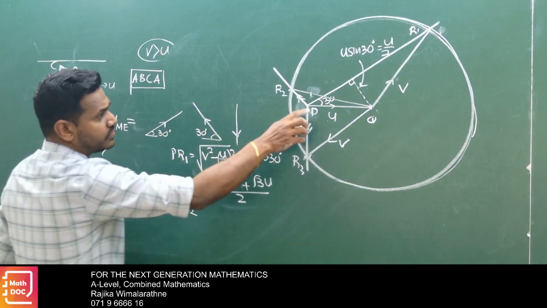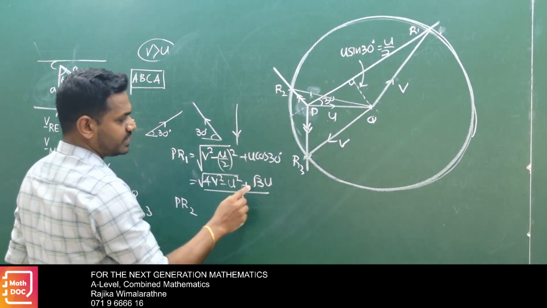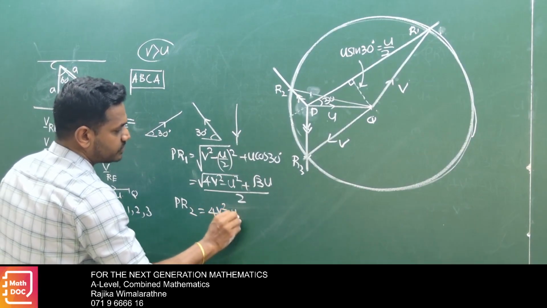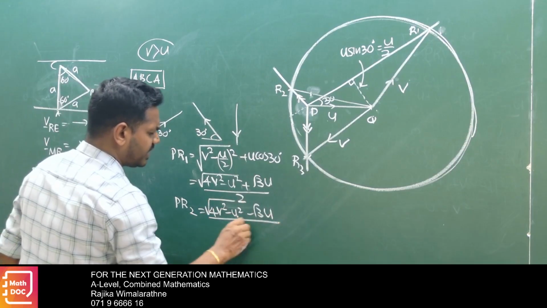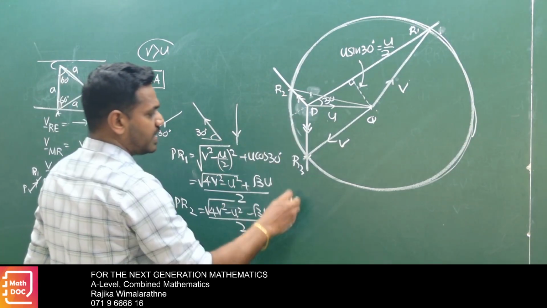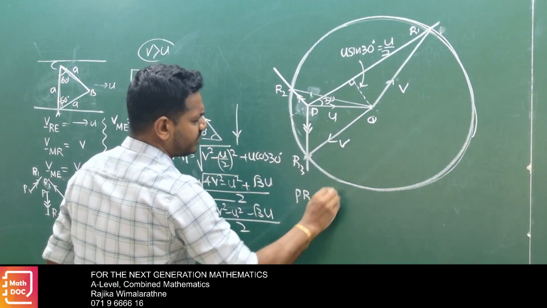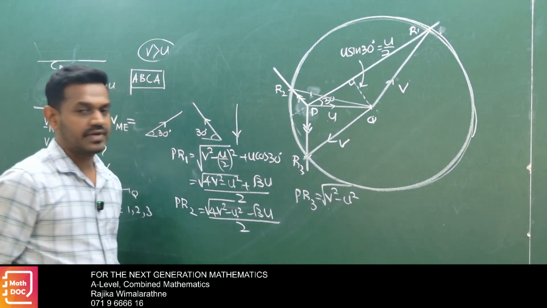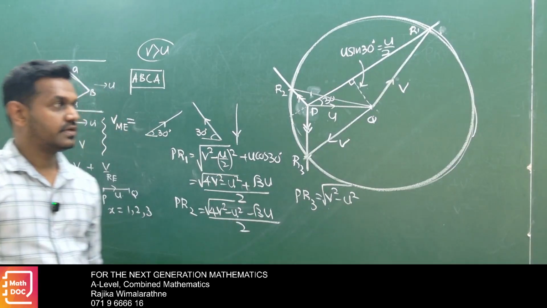Then PR2, when you produce this, we get PR2 with minus here. Then 4V square minus U square root minus √3U, divide by 2. Then PR3, apply Pythagorean: V square minus U square root. Now we can take the time now. Continue.